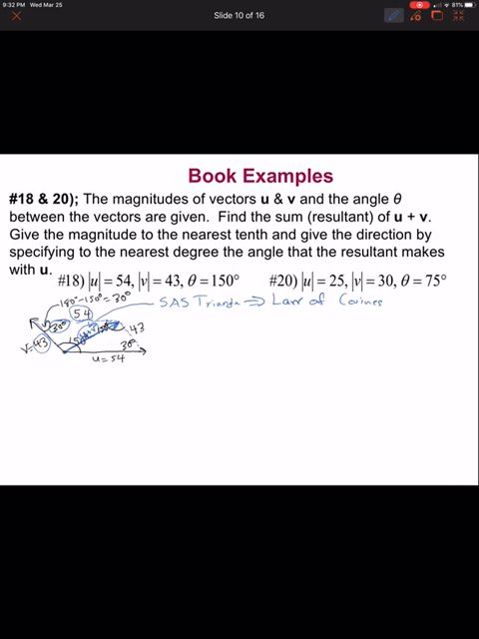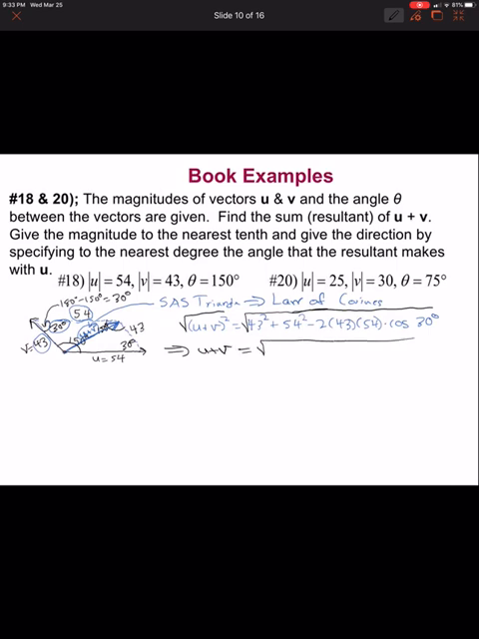With the law of cosines, we know that u plus v squared will equal the sum of squares of the other two sides, which are lengths 43 and 54 squared, minus twice their product, 2 times 43 times 54, times the cosine of the angle opposite, which is 30 degrees, one of our special angles. We can do cosine 30 as square root of 3 over 2 if we wanted to simplify that. Finding the magnitude, the length of u plus v, we'll take the square root of both sides. That would give us the resultant vector's magnitude.